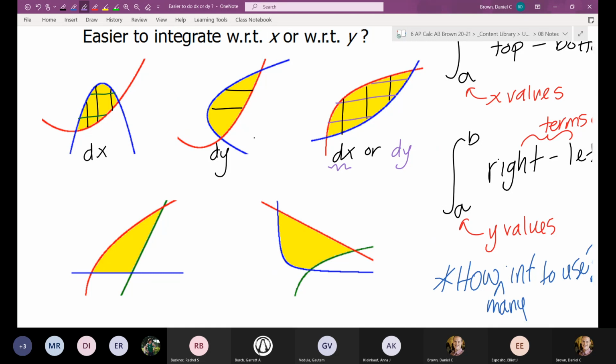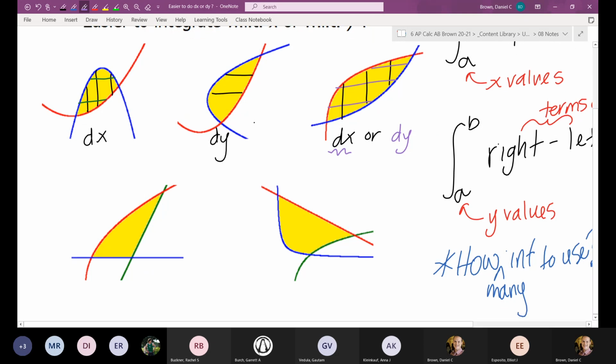Looking at that bottom row, those are made up of 3 graphs. That first one in the bottom row, would you rather do it in terms of dx or dy? So if you do it in terms of dx, how many integrals would you have to use? So top to bottom, how many times does it change places? Just once. So if you're doing it in terms of dx, it would be 2 integrals. Kind of dividing it there.